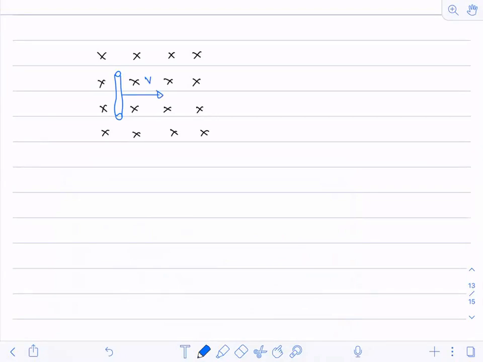Now, what will happen? This is the same as we have studied earlier, motional EMF, the first topic we studied. The P end will become positively charged and the Q end will become slightly negative. B is inward, and the induced EMF we have studied is BLV, where L is the length of the conductor, V is the velocity, and B is the magnetic field. So this is the first thing.